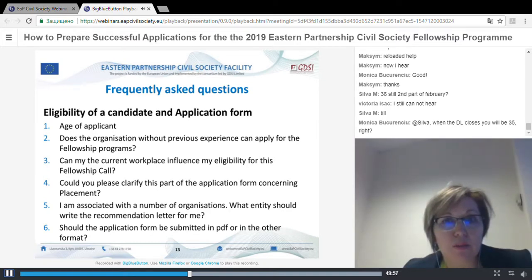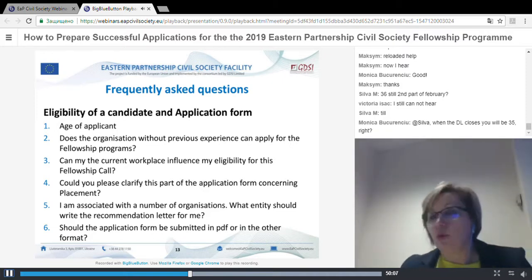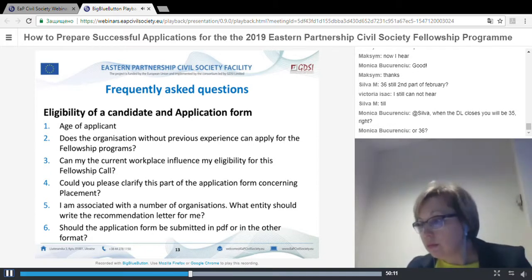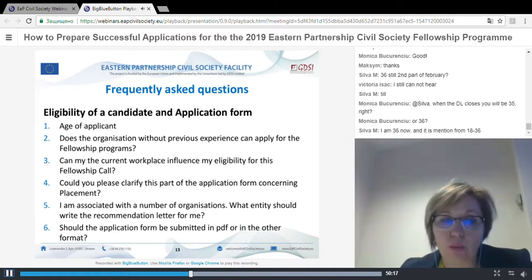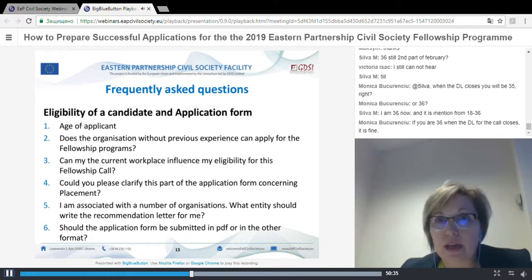Can my current workplace influence my eligibility for this fellowship call? No. It doesn't matter where you work, or whether you work at all, or maybe you just study. It is important that the proposed action is not within your current workplace duties. It is stated in the guidelines that activities that are normally carried out by the applicants or affiliated entities as part of their usual work are excluded. So you can't propose an action that will be done as part of your current duties and responsibilities at your current workplace. This is the only condition that might apply.